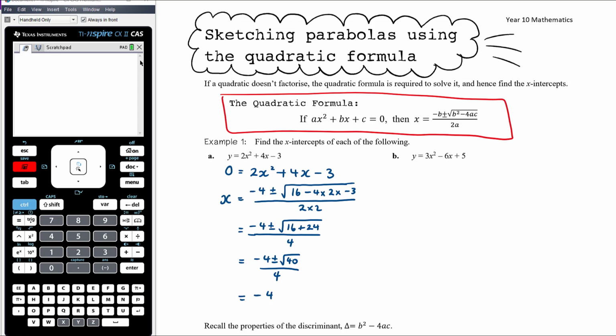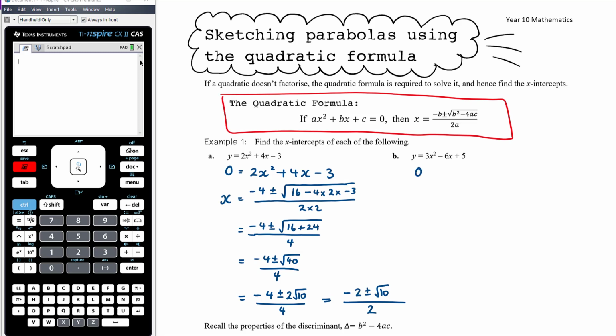Simplifying the surd, 40 is 4 times 10, so the surd will simplify to 2 root 10 over 4. And then the fraction will simplify because there's a common factor of 2. Dividing the entire numerator by 2, we get negative 2 plus or minus root 10, and dividing the denominator by 2, over 2. So we've got 2 x-intercepts there, negative 2 plus root 10 over 2, and negative 2 minus root 10 over 2. Okay, let's think about b.